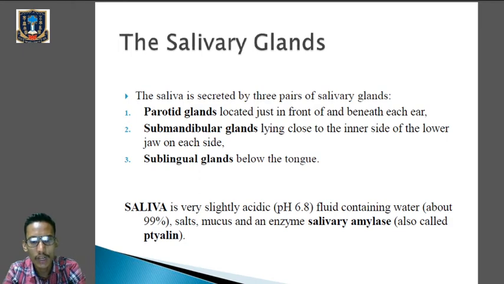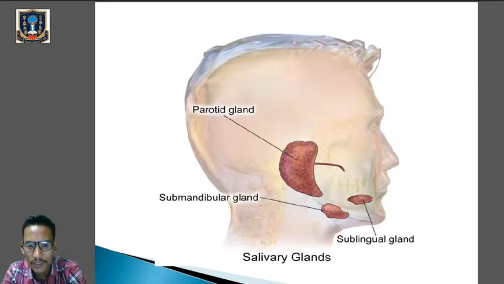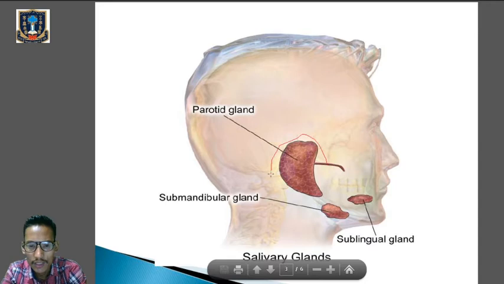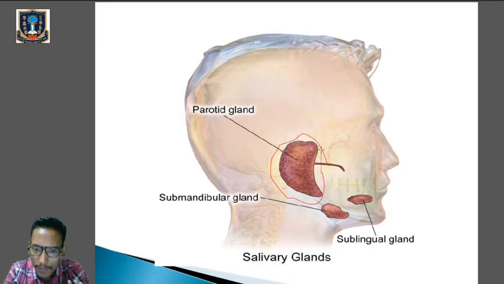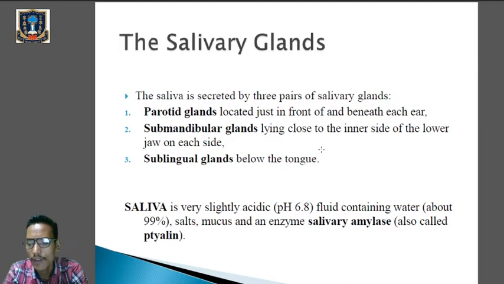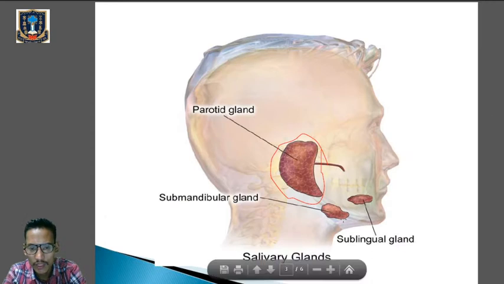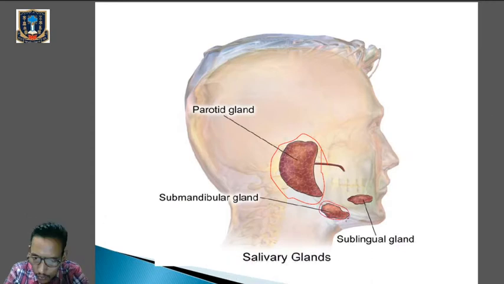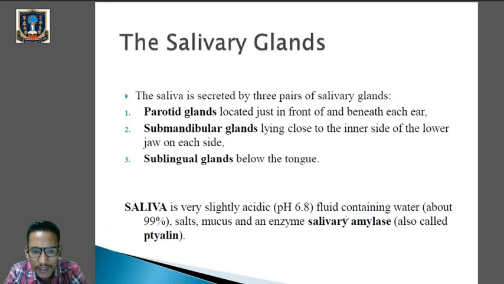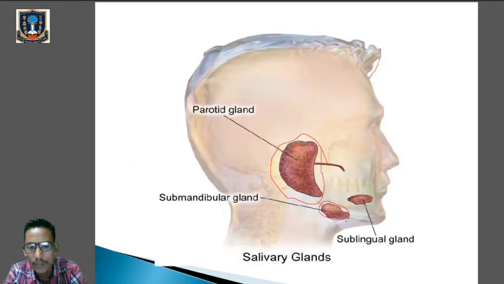glands and sublingual glands. So first one, parotid glands, located just in front of and beneath each ear. You can see over here, this one is the parotid gland. Then number 2 gland is called the submandibular glands, which are lying close to the inner ear of the lower jaw on each side. And the last one is sublingual glands, present just below the tongue.